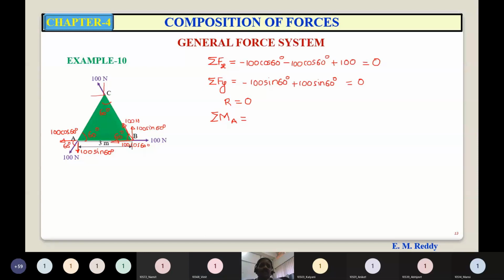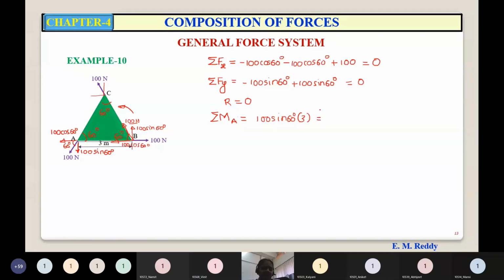Now to find the moment of this 100 Newton, you have to take the algebraic sum of the moments of the X and Y components of this 100 Newton. The x component is passing through point A, so its moment will be 0. Whereas the moment of the y component is anti-clockwise: 100 sine 60 into the perpendicular distance, 3 meters.